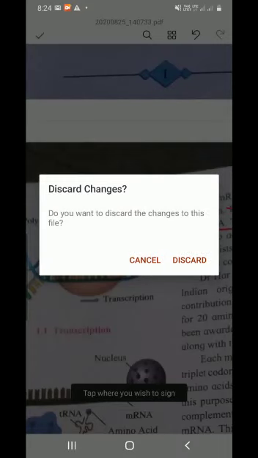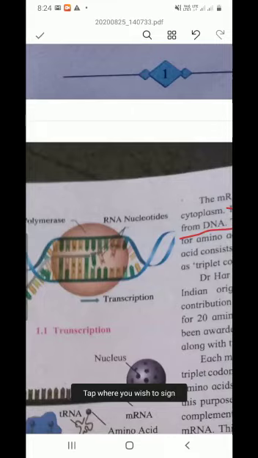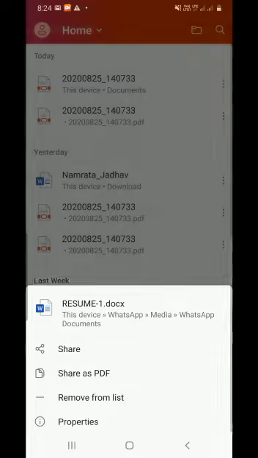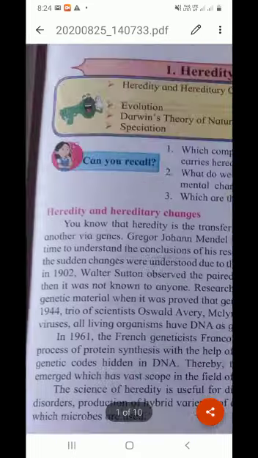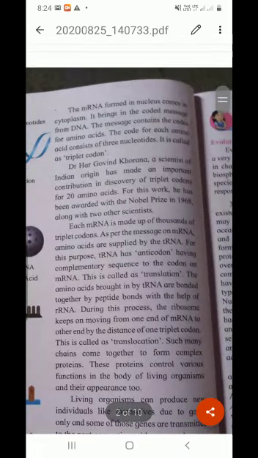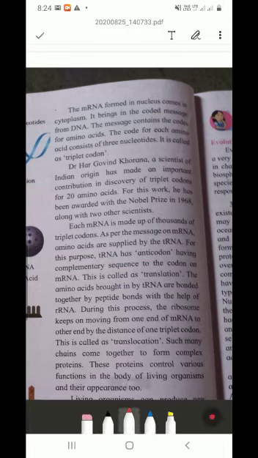Now the next thing we'll go through is that the message contains the code for amino acids. See, this is the most important key. The message contains the code for an amino acid. An amino acid is coded by 3 nucleotides. It is called a triplet codon.